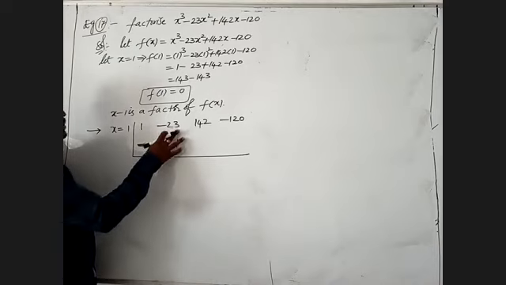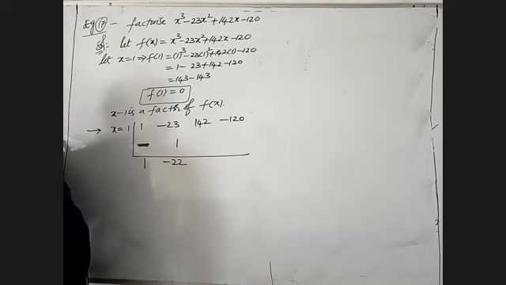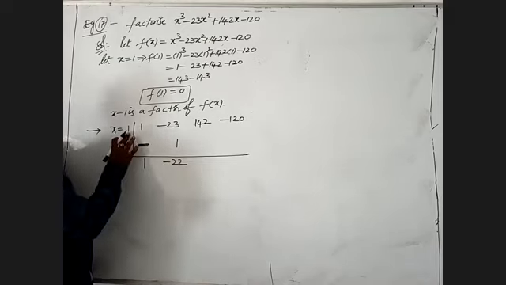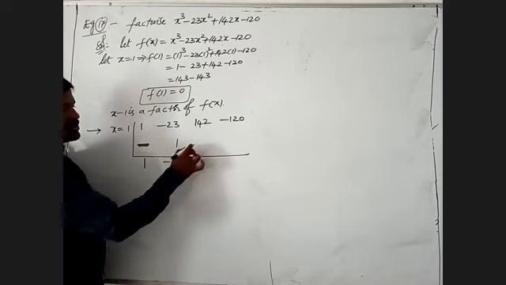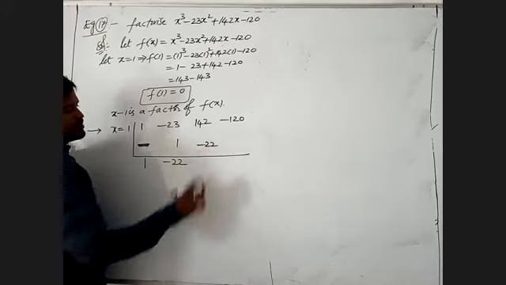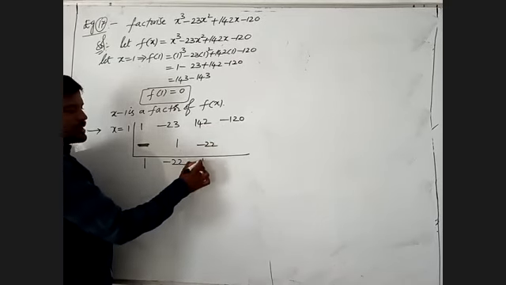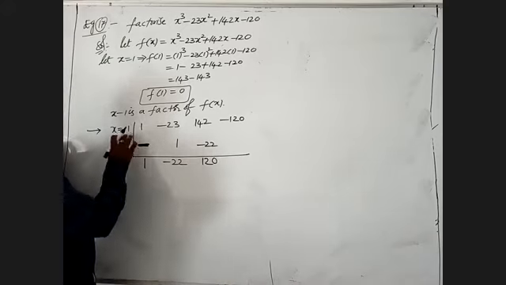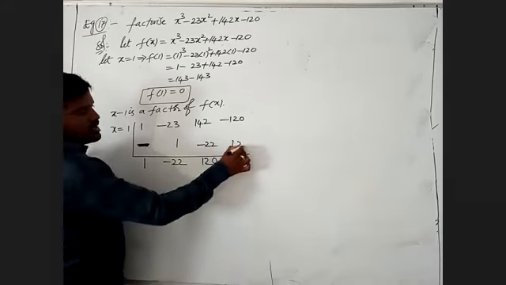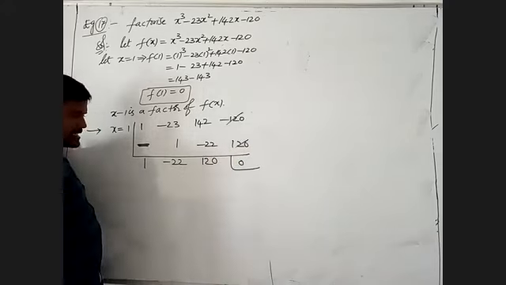Subtracting plus 1 from minus 23, the remaining is minus 22. Then we multiply this 1 with 22. 1 into minus 22 is minus 22. Subtracting 22 from minus 142, the remaining is 120. Remaining, 1 into 120 is 120. Minus 120 and plus 120 will be cancelled, remaining is 1.